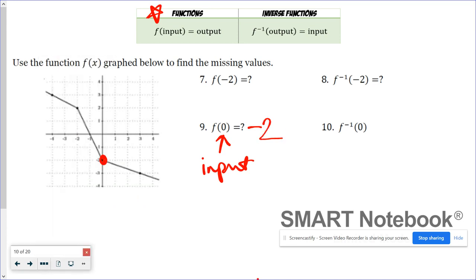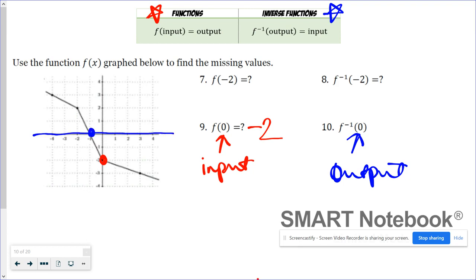For problem 10, looks really similar to 9, but it's the inverse function. So that means this number 0 is an output value, right? So here is y equals 0. Find the point on the graph. So when the output value is 0, what's the input value? -1.